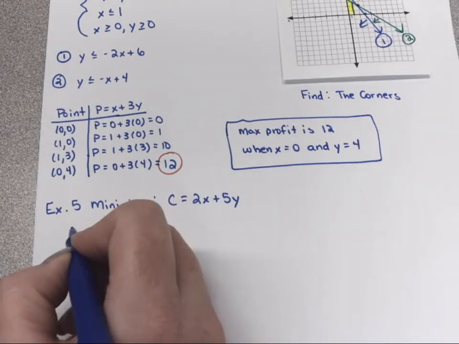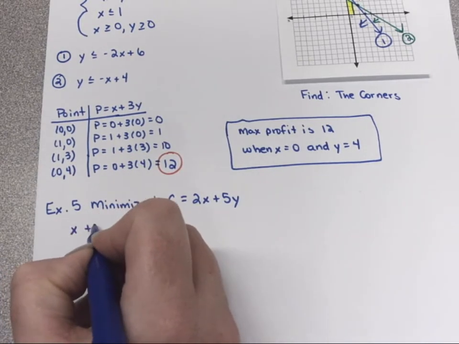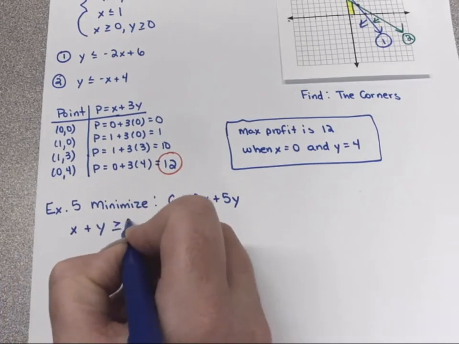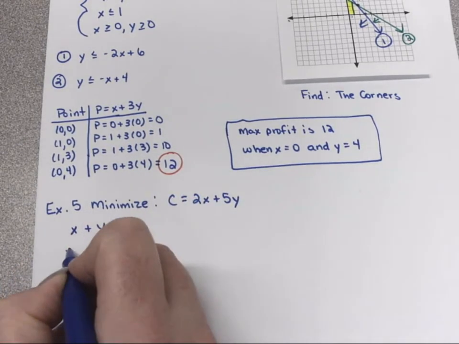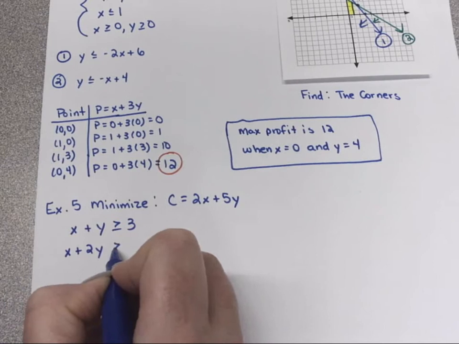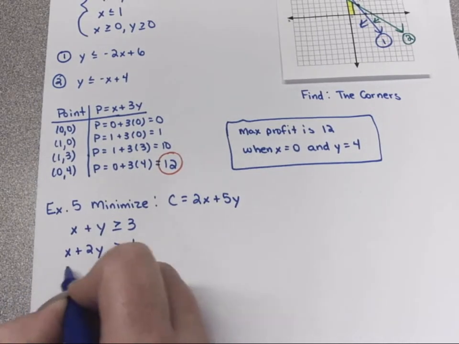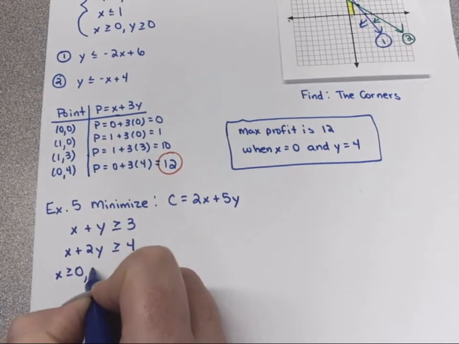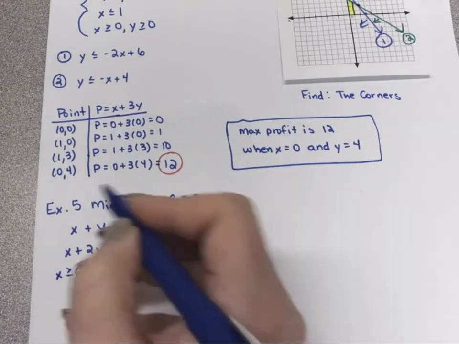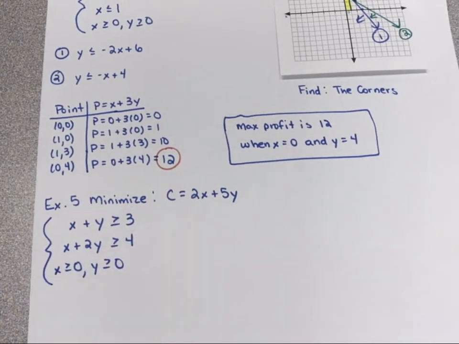So let's say that here are my restrictions. x plus y is at least 3. x plus 2y is at least 4. And x and y still have to be positive. Whether it's profit or cost, the x and y are going to have to be positive.